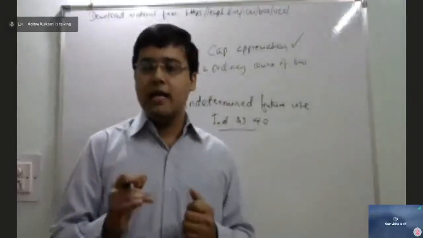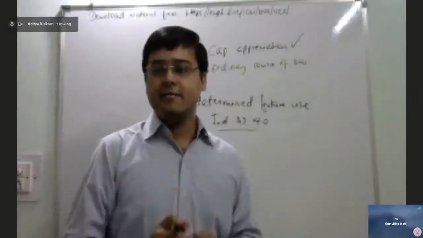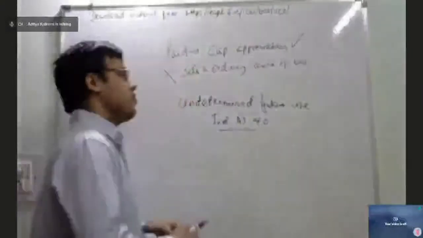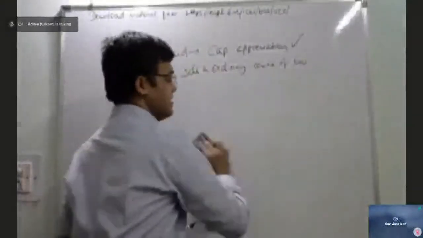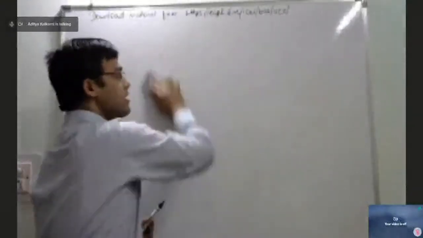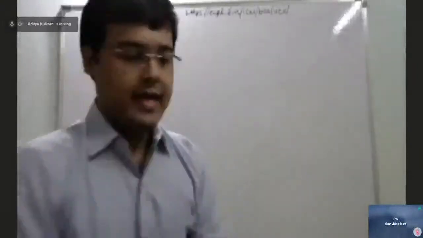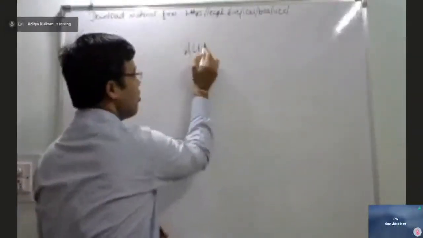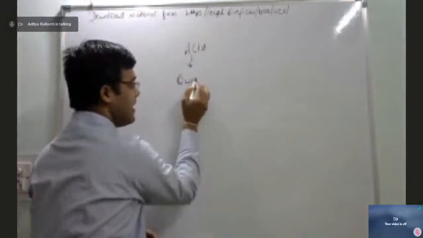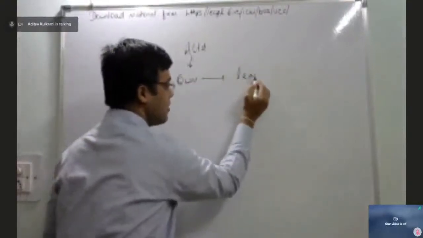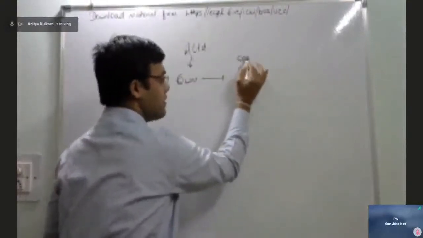Now, a building that is owned by the entity and leased out under one or more operating leases. So I am owning the property. A Limited owns it and later on gives it on lease. Which lease? An operating lease.